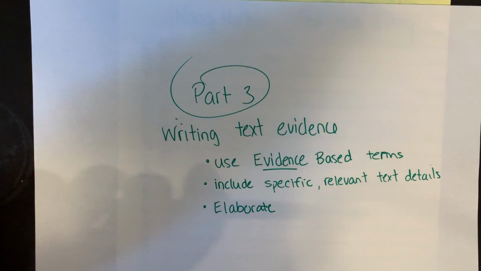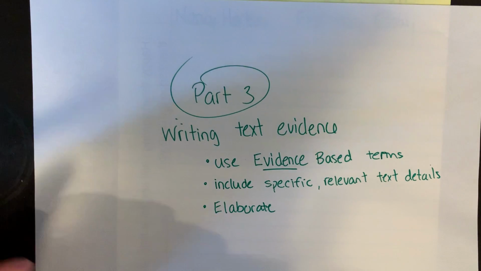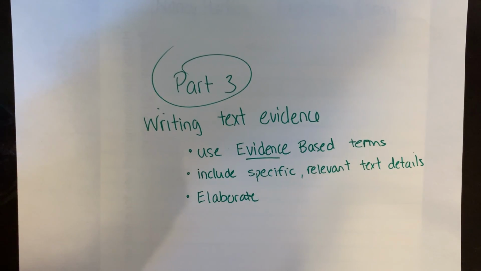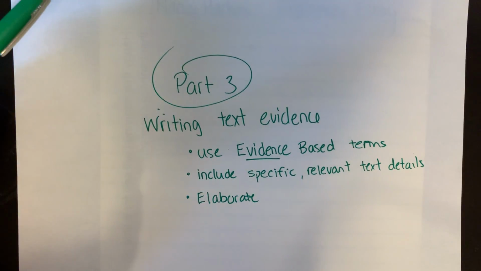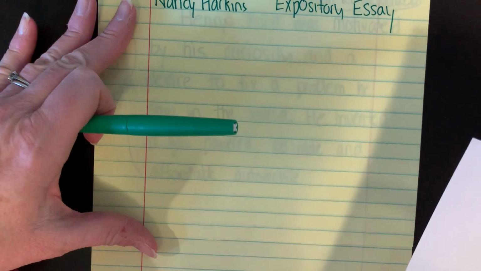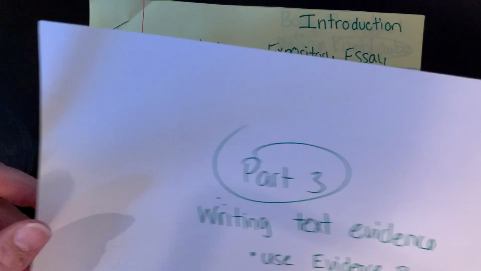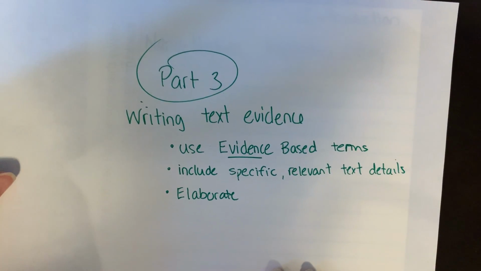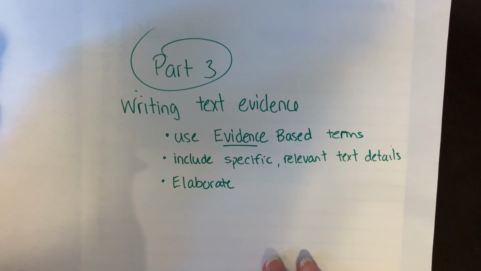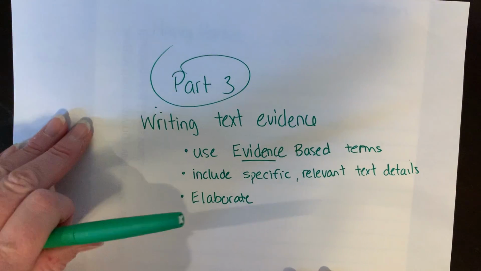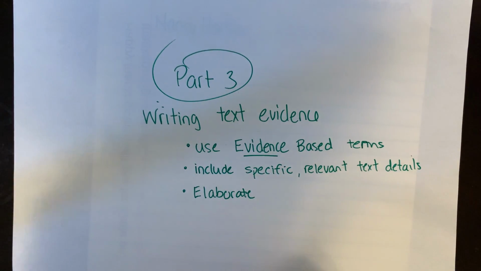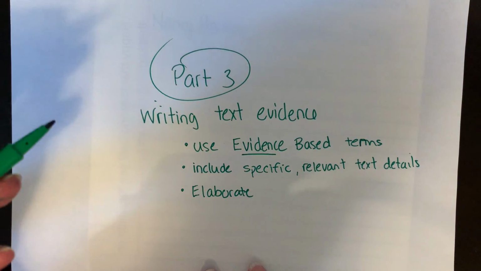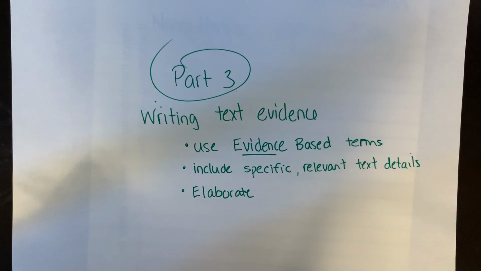Welcome back. This is part 3. So in part 1, we reviewed, got set up, made sure our paper was organized. In part 2, we talked about writing topic sentences. And now in part 3, what I'm going to show you is how I will write text evidence for each of the body paragraphs, okay?